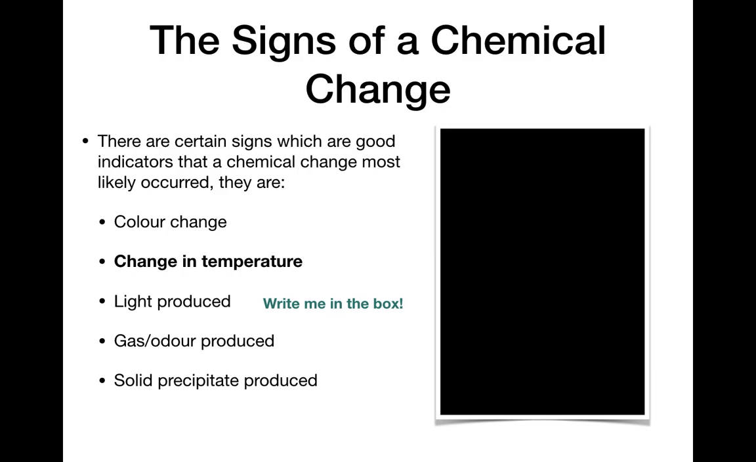If there's a solid precipitate, and a precipitate means you're mixing two liquids and you create a solid. So oftentimes it sits at the bottom of a test tube full of liquid. You have a bit of solid accumulating, and that's called a precipitate. We'll see that in this unit for sure.